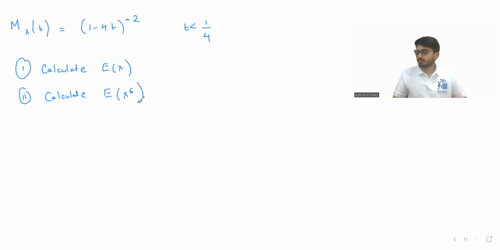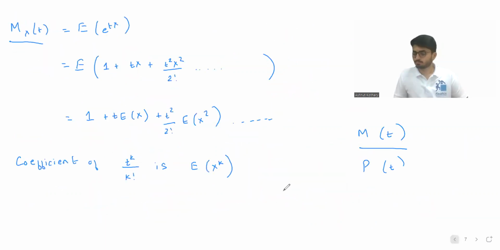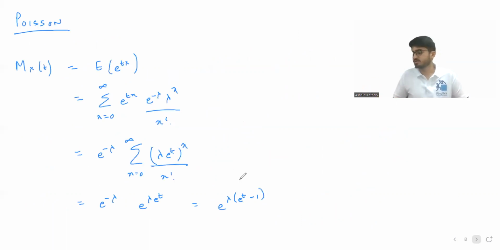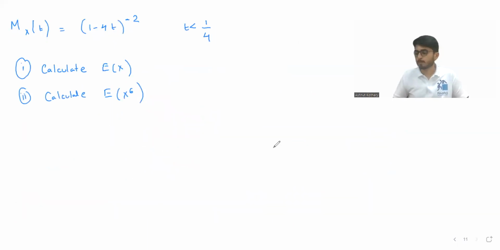One method for calculating expectation x to the power n is to keep differentiating the MGF n times and evaluate at the point t equal to 0. Alternatively, I can express my MGF in this particular format, and once I do that, the coefficient of t to the power k by k factorial is nothing but expectation x to the power k. In certain places, using this concept will help us find the answer in an easier way, and in most cases we will use the first one. That is why we are covering both of them.